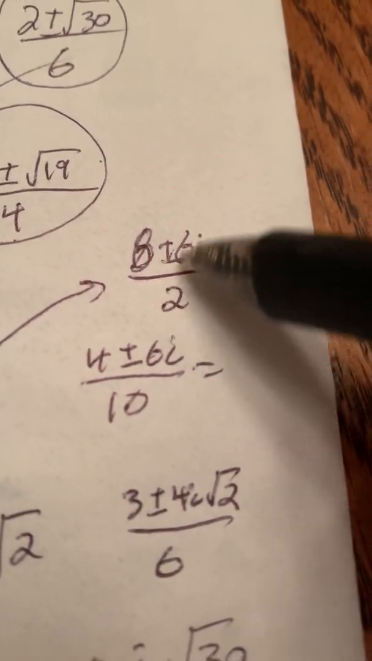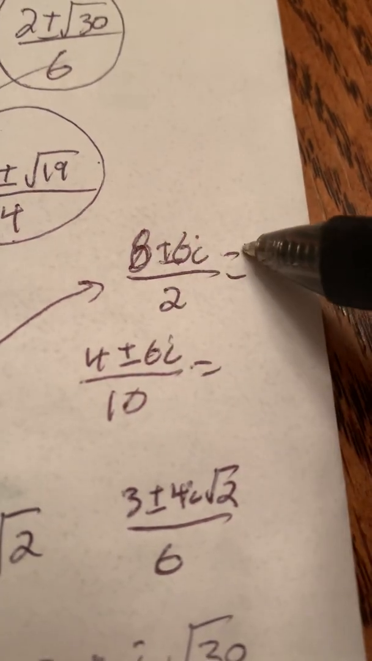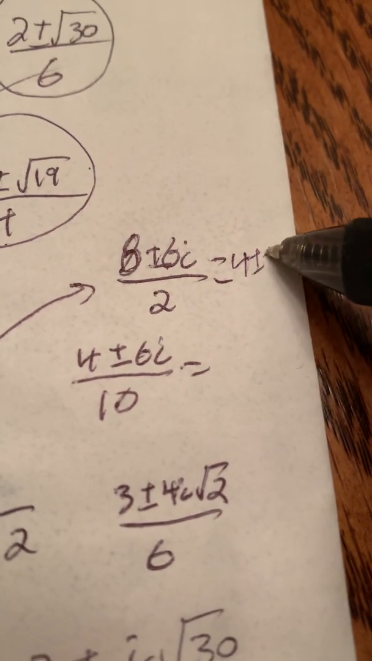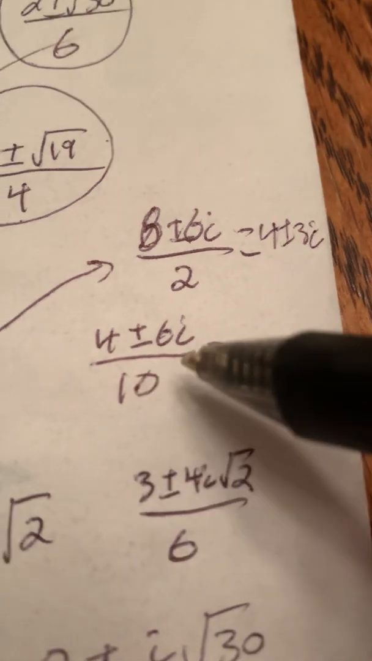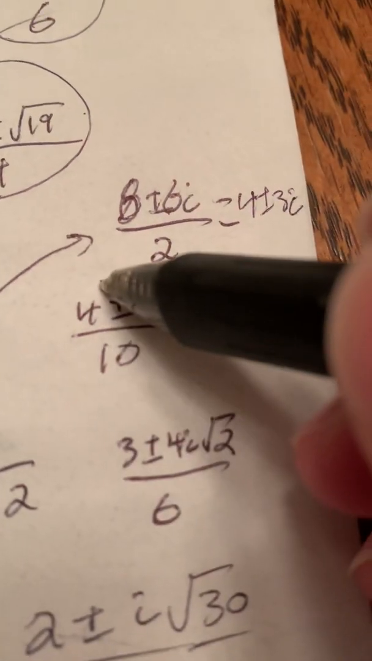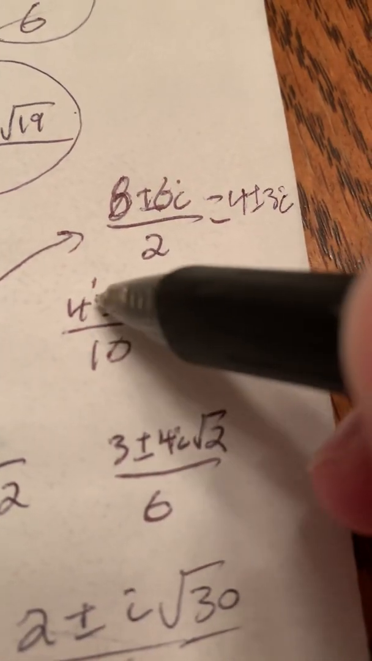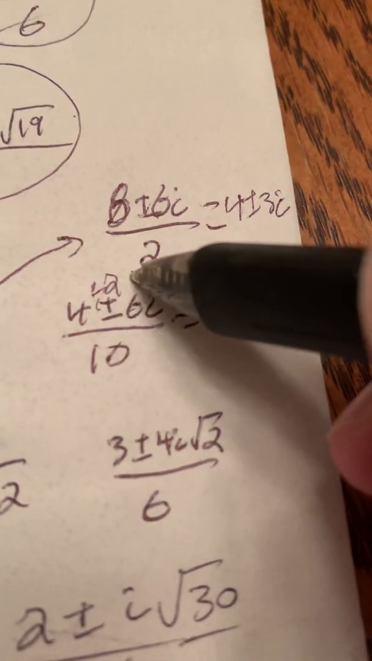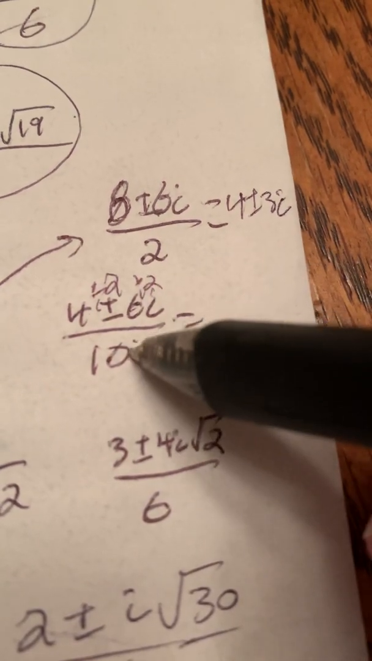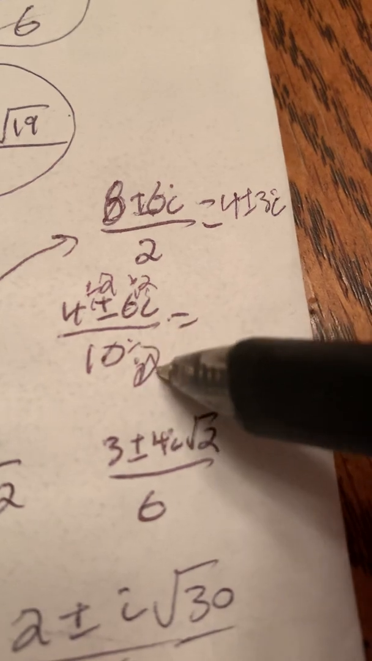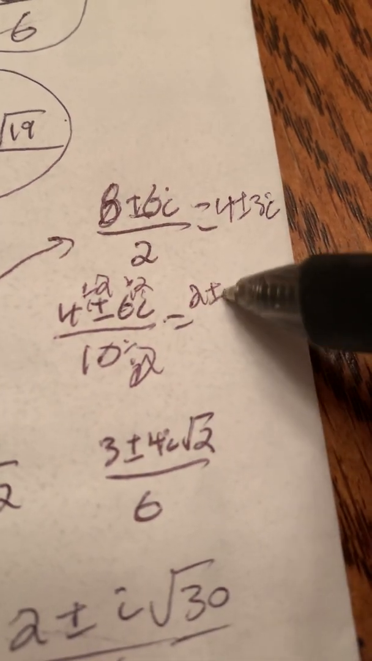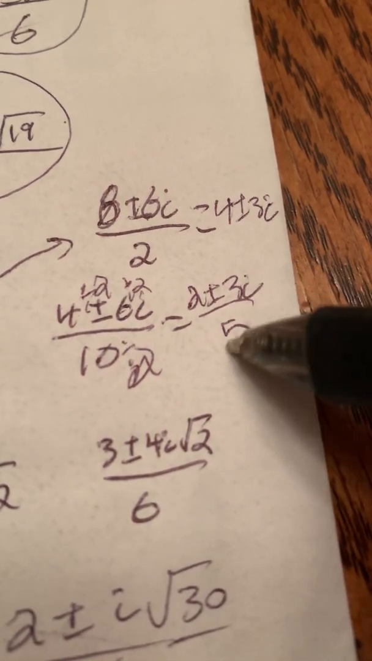What I can still do is try to divide these. 8 and 6 both divide by 2, so that would be 4 plus or minus 3i. Here I can't straight divide the denominator into these, but all those numbers, again, I can divide them by 2 and get 2 plus or minus 3i over 5.